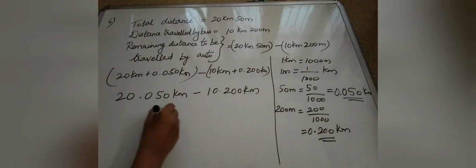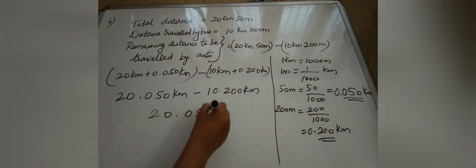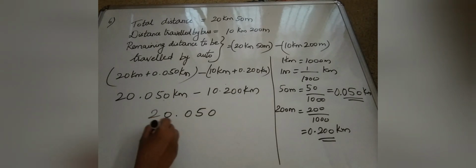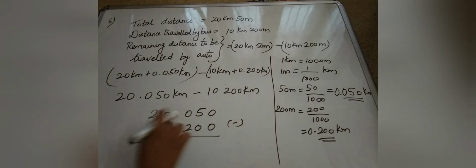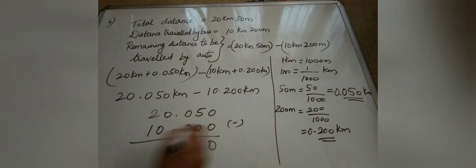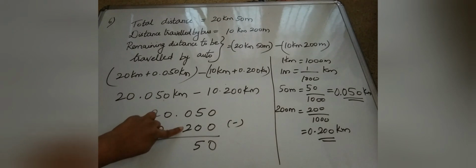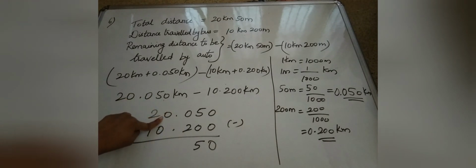So 20.050 and 10.200, subtracting them. 0 minus 0 is 0. 5 minus 0 is 5. Now you have 0 and 2 here. You can't subtract, so go to the next number. This number is also 0, so you can't regroup from this also. So go to this number and regroup.